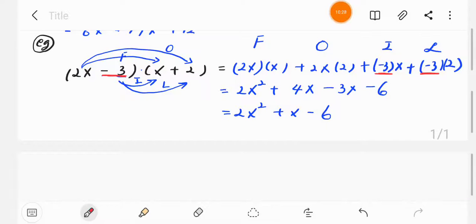Okay, so this section is really simple. What you have to do is use the FOIL method and then solve as many questions as possible. As many similar questions as possible, so that you will get familiar with multiplying these binomials.